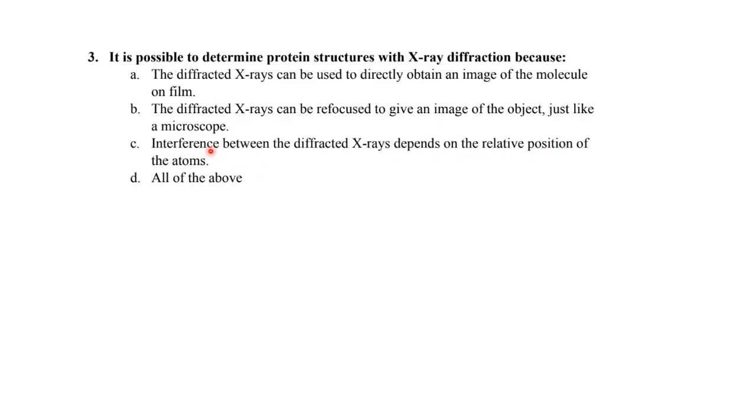Then we have the interference between the diffracted X-ray depends on the relative position of the atoms. So we will get constructive interference information basically, and those interference diffracted rays will give us the idea of the relative position of the atoms. As I told, the lattice spacing between the two planes, that information we will get from the constructive interference. So that's why option C is the correct one, and A and B are wrong. D is also wrong, so option C is the correct one.